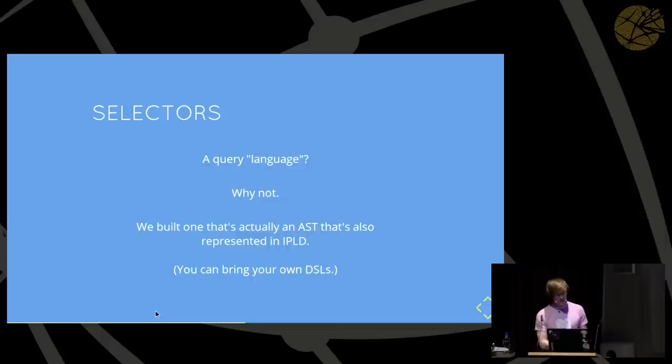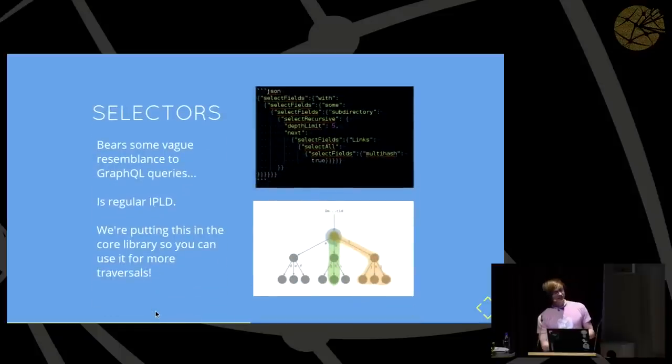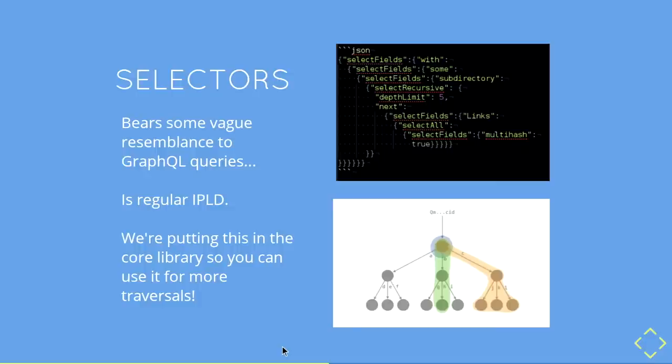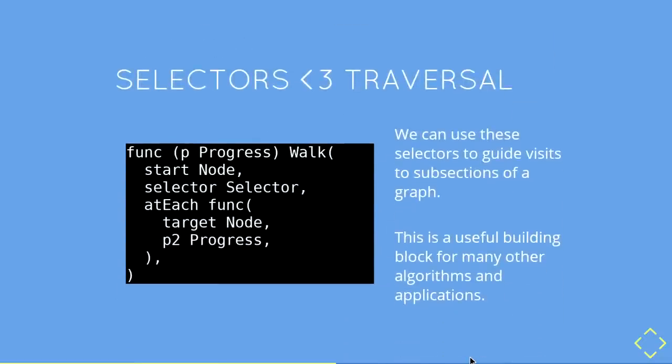One of the other things we've worked on in the core of IPLD is making a bit of a query language, because why not? And this is something that bears a vague resemblance to GraphQL queries, but they're just regular IPLD objects. So you can type them out as regular JSON. This is something we want to put in the core library so you can use it for more traversals and visitor patterns. Selectors are something that you can imagine being used to pull out subgraphs. And that can let us do visits to subsections of a graph. And you can maybe imagine how that would be a useful building block for other applications and algorithms.